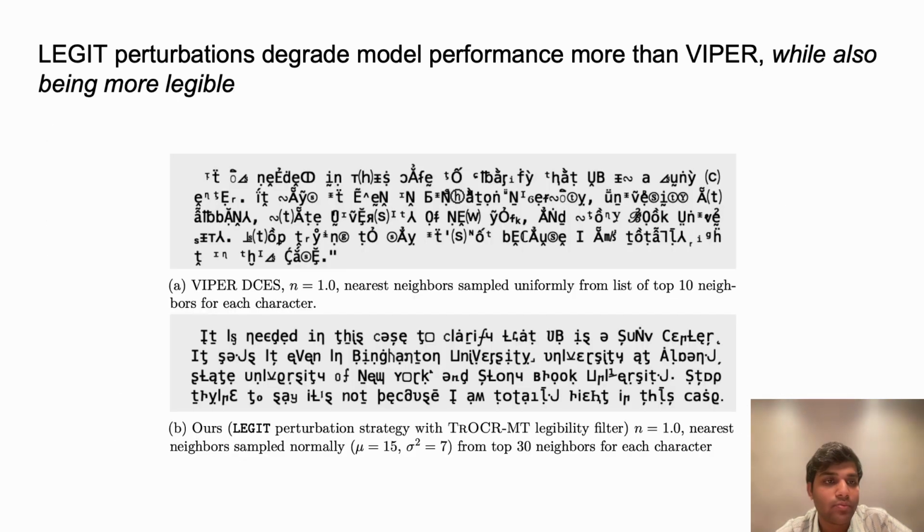Now, moreover, while LEGIT perturbations degrade model performance more, they're also more legible at the same time. So we see that qualitatively, the bottom text on this slide is much easier to read. And that's the perturbation of that paragraph from LEGIT. The top text is from VIPER, which we see is much harder to read qualitatively.